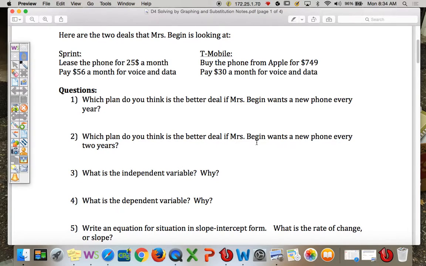So question, which plan do you think is the better deal if Mrs. Bayesian wants a new phone every year? Which plan do you think is the better deal if Mrs. Bayesian wants a new phone every 2 years? What's the independent variable? What's the dependent variable? And why? So let's first start by writing an equation.